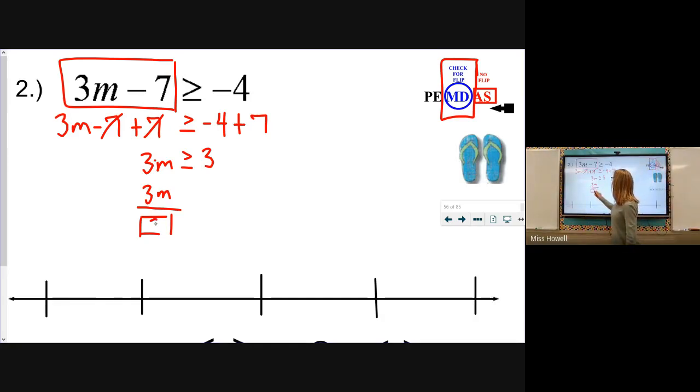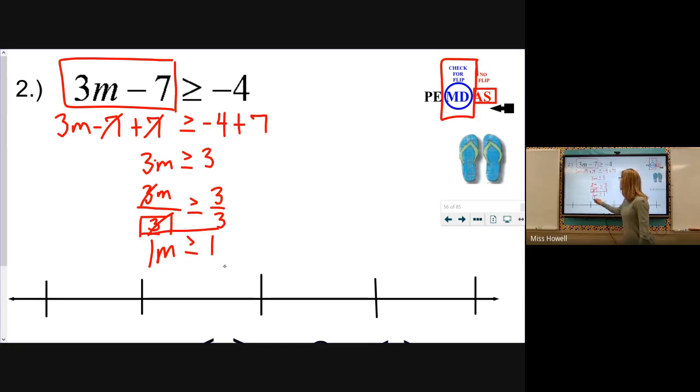Since this is going to be a positive 3, this sign does not flip. It's going to stay as greater than or equal to. What we did on one side, we got to do the other. So over here, we also have to divide by 3. Cancel on our side with m. We get m is every number greater than or equal to 1.